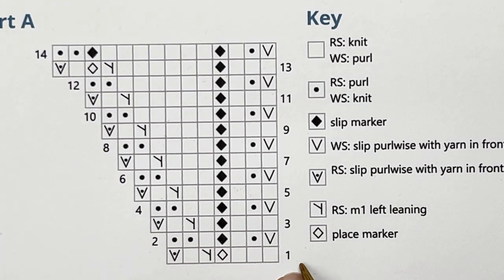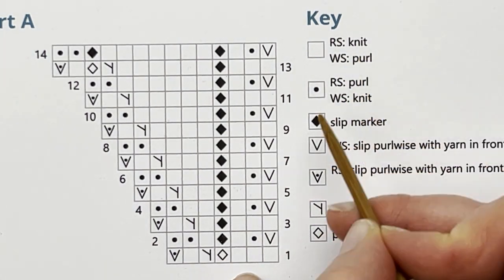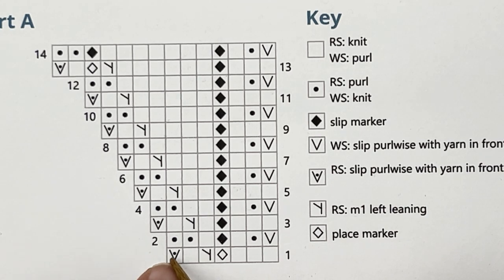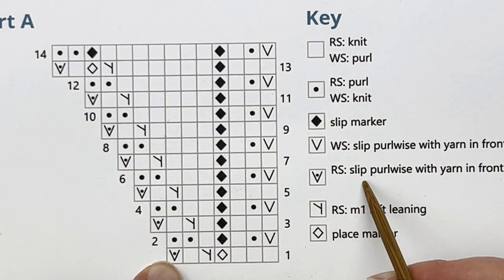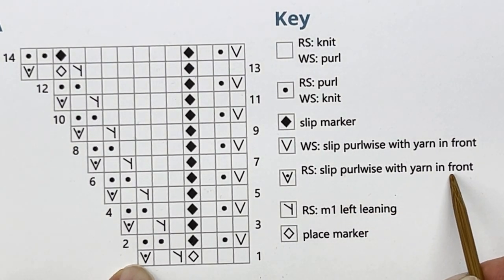So this is your right side row. It's a blank square, so you'll knit it, okay? Then you have another blank square, you'll knit it, another blank square, you'll knit it. Then you come here, you have this little empty diamond shape, and that means you need to place your marker. So you'll place your marker there. And then you have this kind of funky Y shape. That is a make one, a left leaning make one, and that is what you will do on the right side. Then you'll have another knit stitch, and then this little V with a dot in the center is indicating that you need to slip your stitch purlwise with the yarn in front.